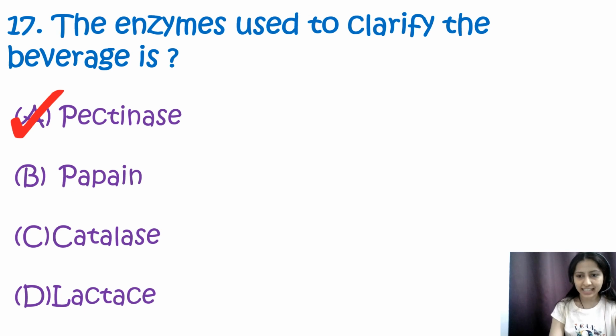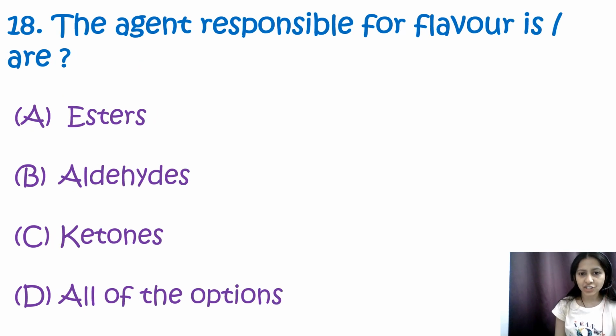Question number 18. The agent which is responsible for flavor is, our options are esters, aldehydes, ketones and all of the above. So my correct option is D, that is all of the options. These esters, aldehydes and ketones are all compounds that can contribute to the flavor of food and beverages. So my correct option is D, all of the options.